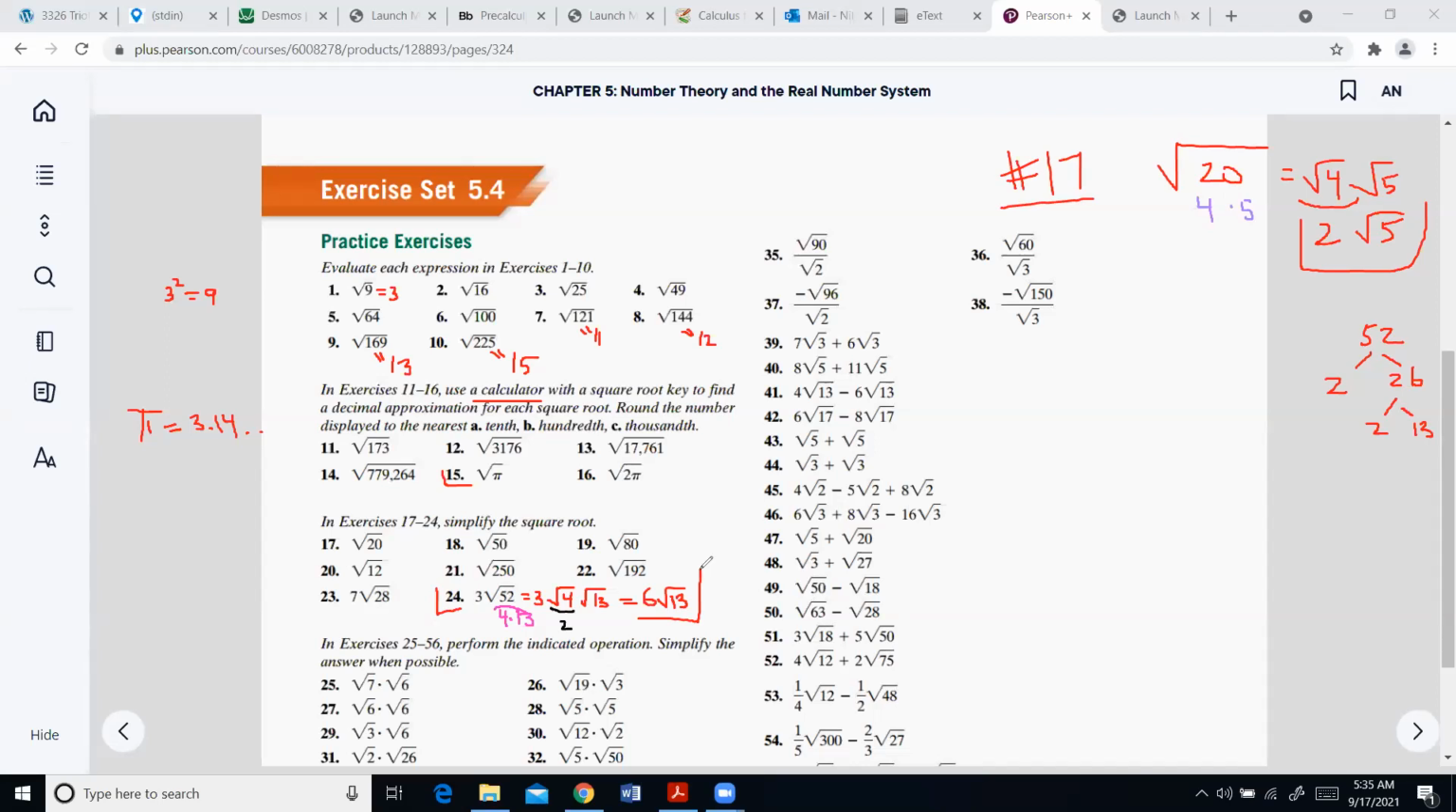So the whole point of this next group of exercises is to be able to produce one single square root out of 2. Like say problem number 43, when you add 1 square root of 5 with another square root of 5, you're going to get 2 square roots of 5, because you add 1 and 1, you get 2.